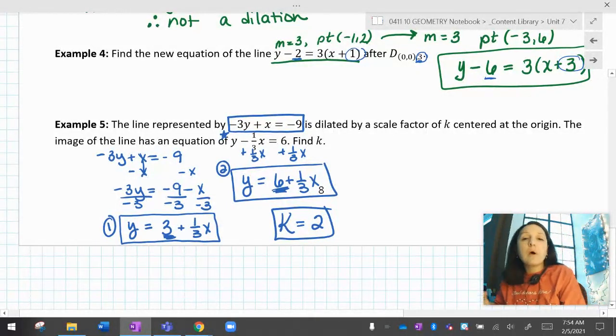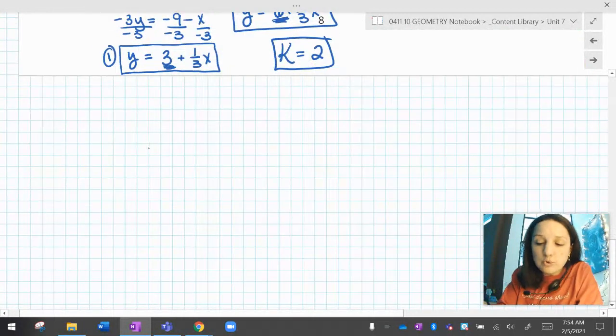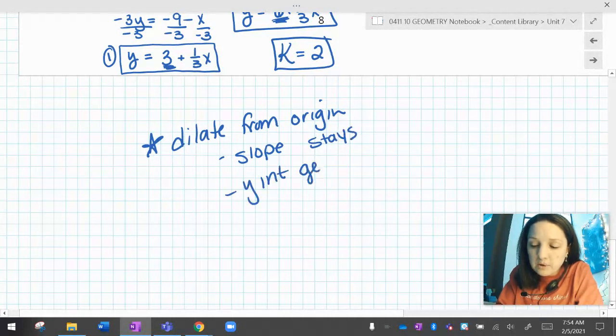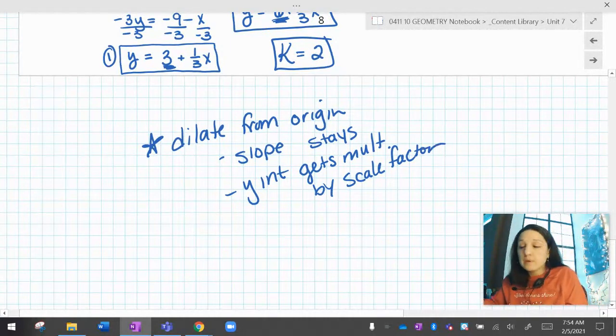At the end of the day, though, however many minutes I've been talking right now, you just need to know that when you dilate something from the origin, slope stays, y-intercept gets multiplied by the scale factor. That's what happens. All right.